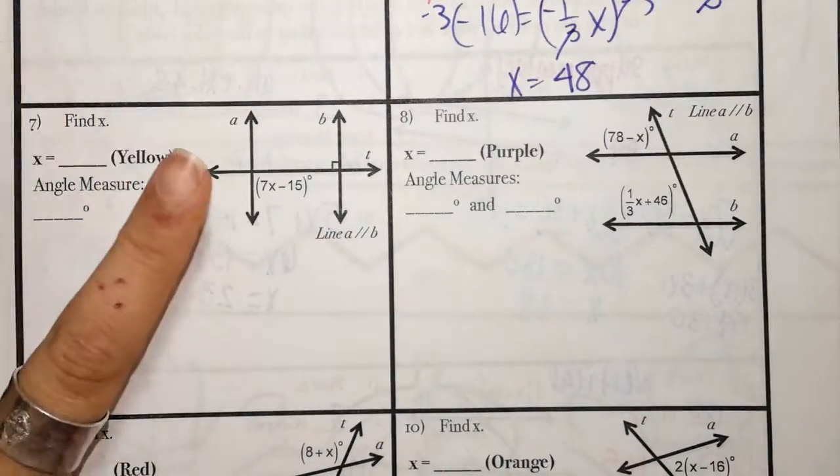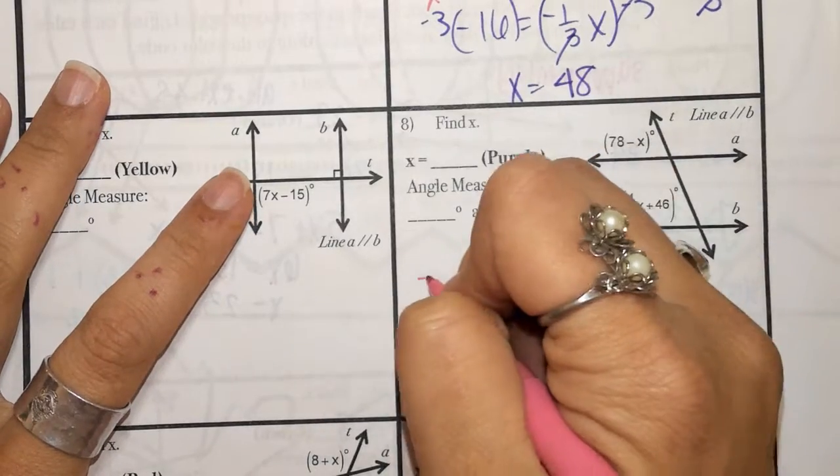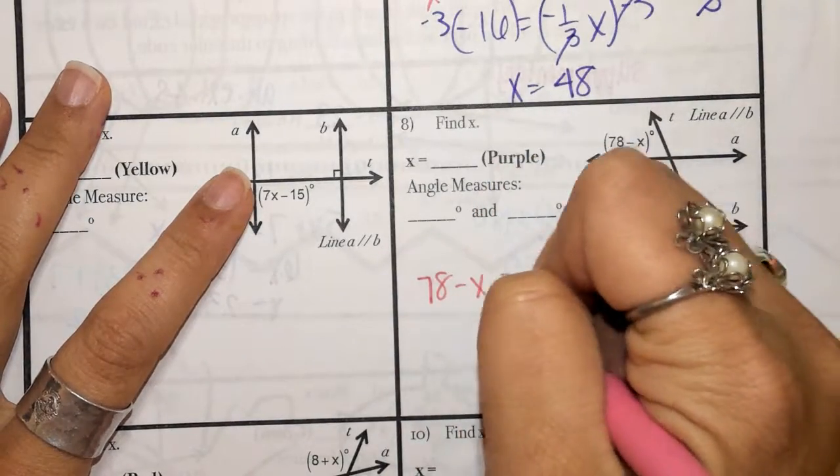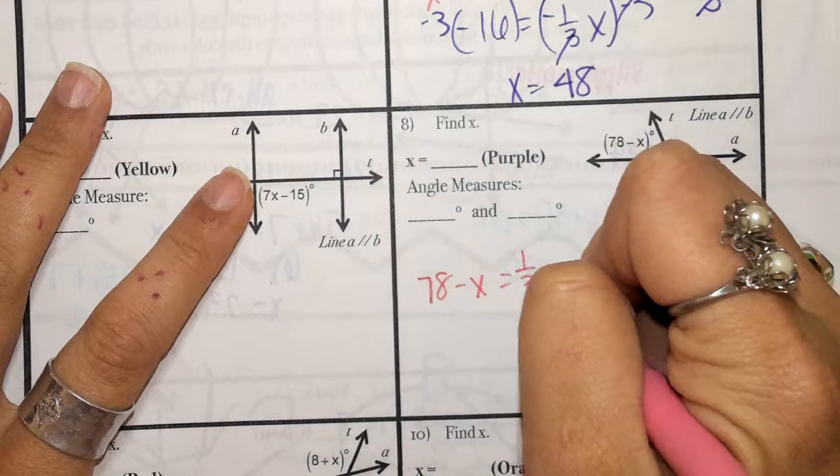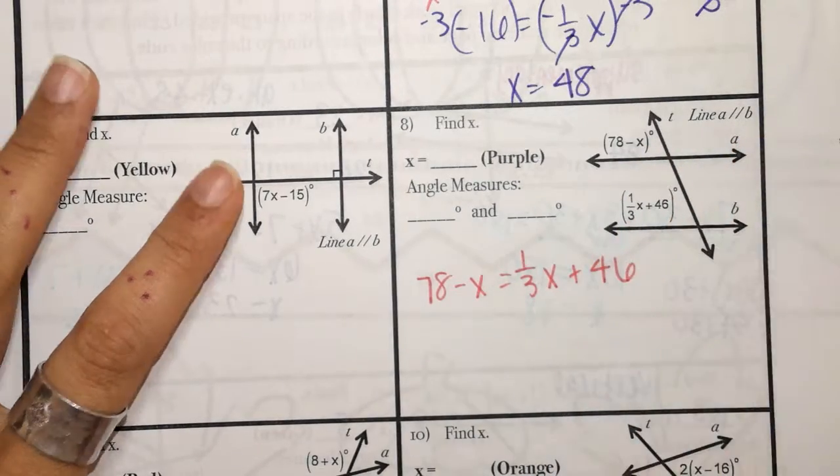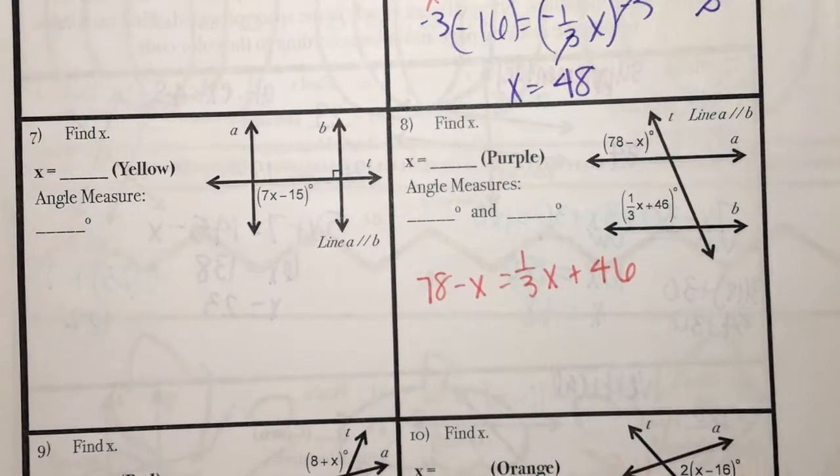Okay, so those are corresponding angles, right? Yes. So you did 78 minus x equals 1/3 x plus 46, right? Hold on. Let's do it one more time because I thought that was a 0.